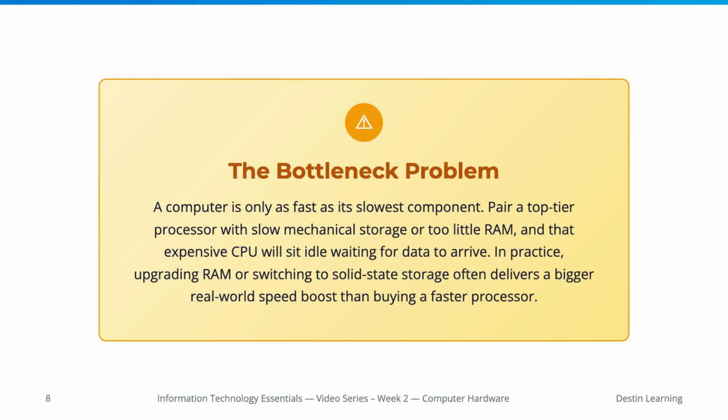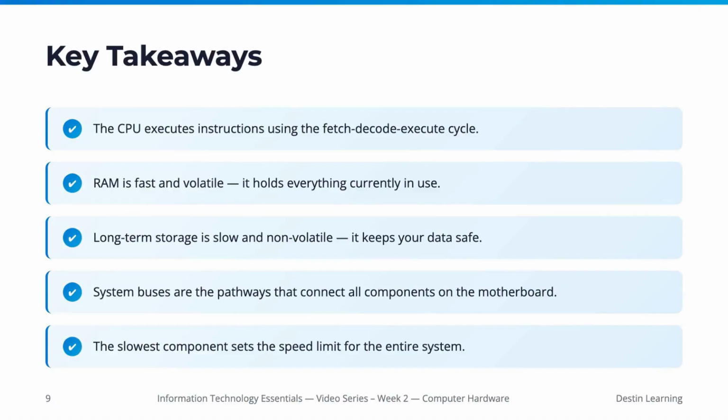Let's summarize Chapter 2. The CPU coordinates hardware and executes programs using the continuous fetch, decode, and execute cycle. System RAM provides rapid, volatile memory for active processes, while non-volatile, long-term storage safely preserves files and applications. System buses provide the dedicated electrical pathways that link the CPU, memory, and peripheral components. Finally, system throughput is always determined by the slowest hardware component in the data path.